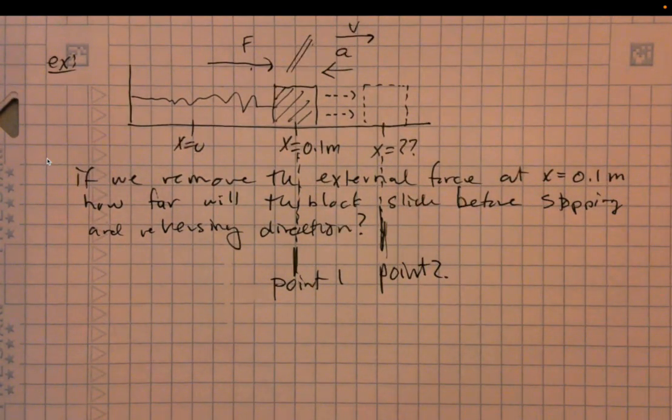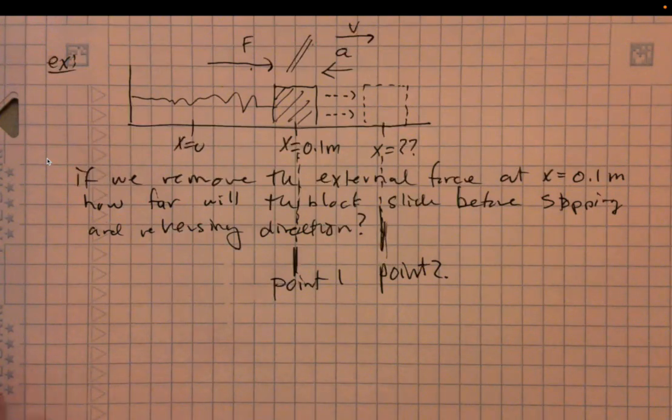So we actually don't know where point 2 is on the track. That's specifically what we're after. We know everything else about that point. We know all of the energy quantities. We know the velocities. We know, obviously, the masses and everything. So what we don't know is how far it slides. And that's what we're going to solve for.